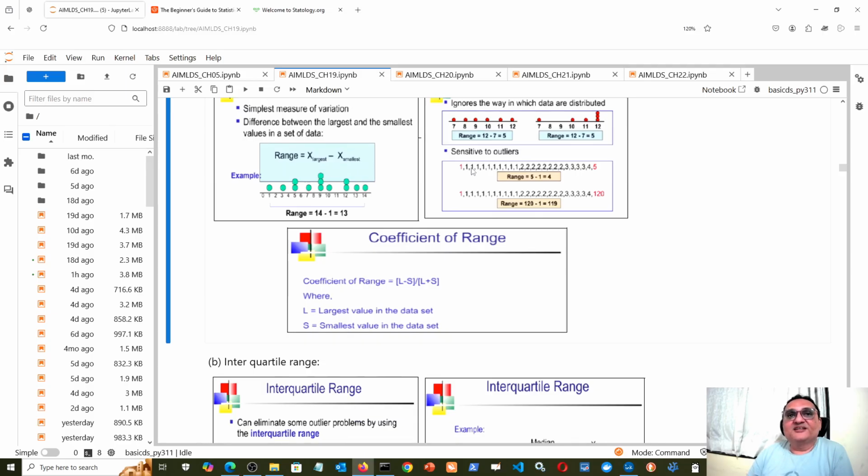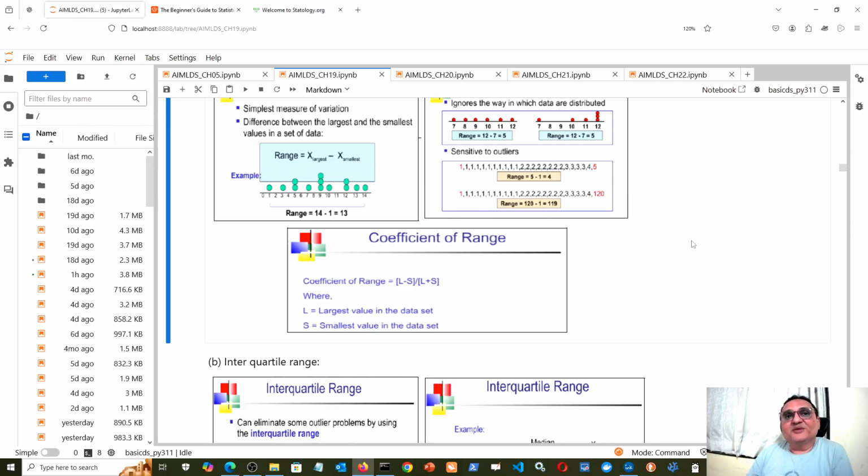Another drawback of range is that it is sensitive to outliers. For example, suppose these are observations and these also have the same number of observations, and everything is the same between the two data sets except the last observation. Here the last observation is 5 and here the last observation is 120. As soon as you see this, the range of the first data set will become 4, bigger minus smaller, but the range of this data set will become 119, so that is nearly 30 times more.